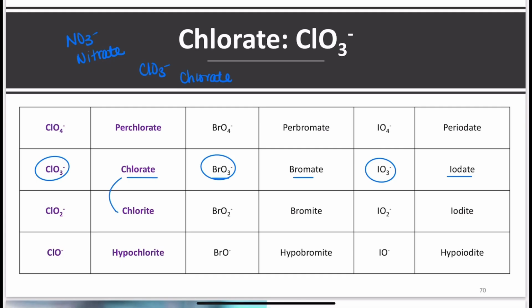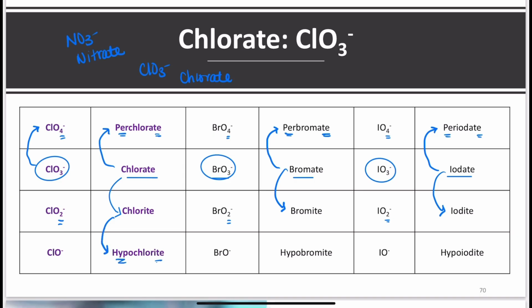Ate to ite: lose an oxygen, keep the same charge. This holds for chlorate, bromate, and iodate. Ate to per-ate: gain an oxygen, keep the same charge. Again, the same for all three.